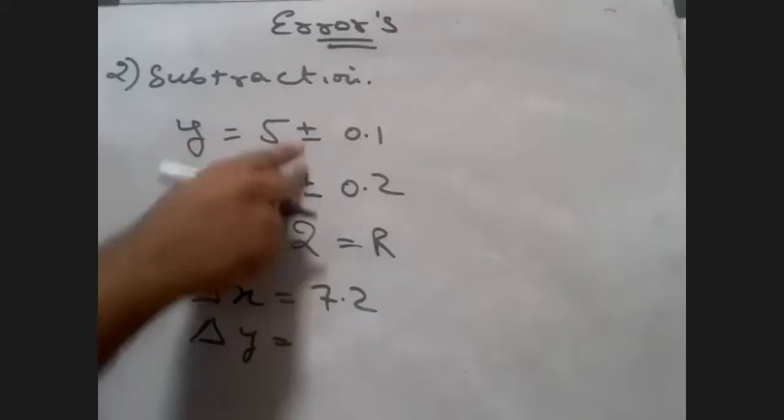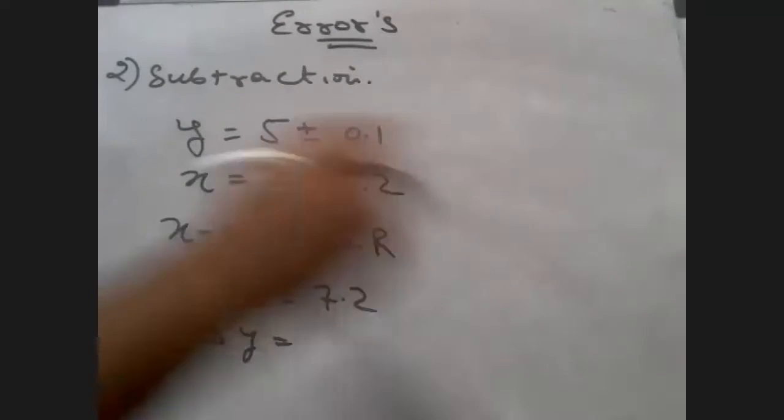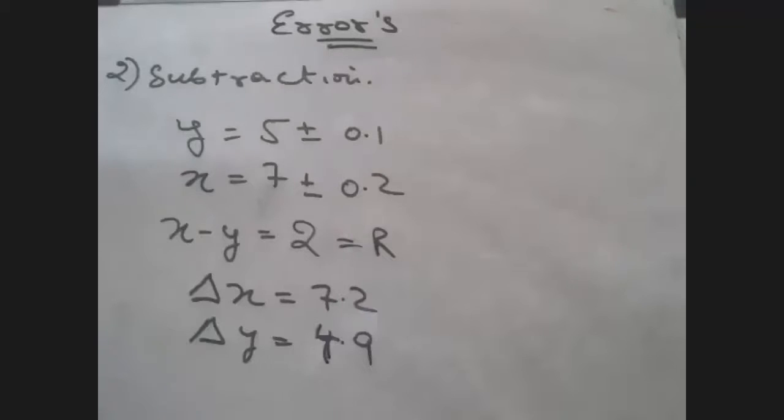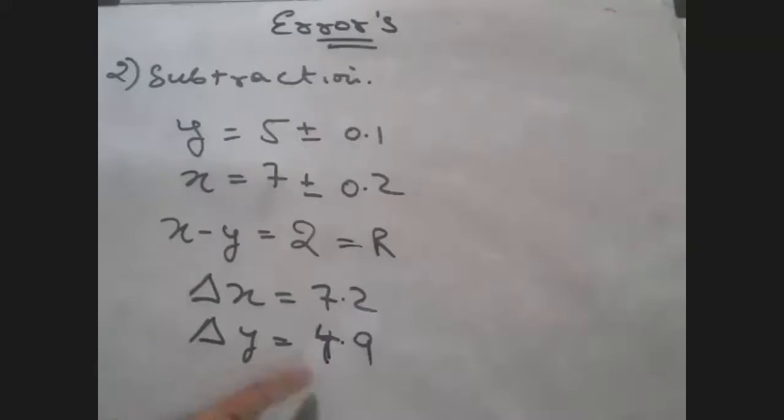Let's take 5. See, it is plus or minus 0.1. I can even consider minus. So let's say 5 minus 0.1. So what will it be? 4.9. Students, listen to me. Why did I take 4.9? It is plus or minus 0.1. I can take plus 0.1 also, I can take minus 0.1 also. So I took delta y as 4.9.